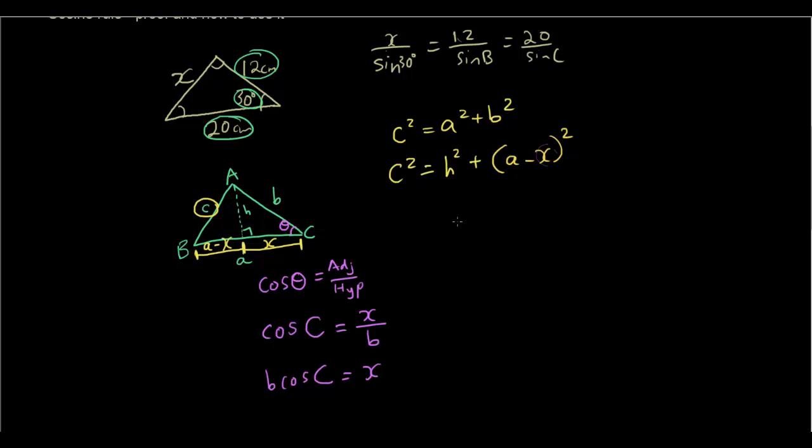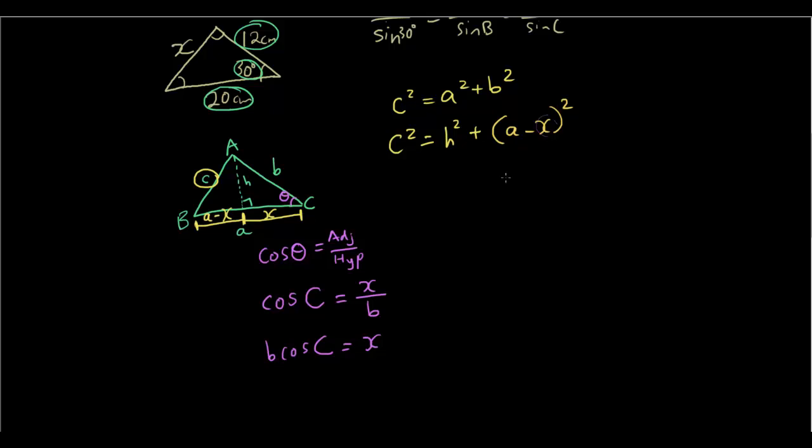Okay, now what I want to do is expand the bracket here because it's a bit hard to work with brackets. So I'm going to move the h and expand the bracket. So c squared equals h squared.